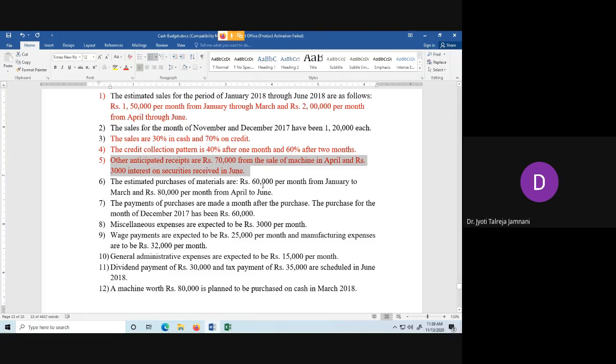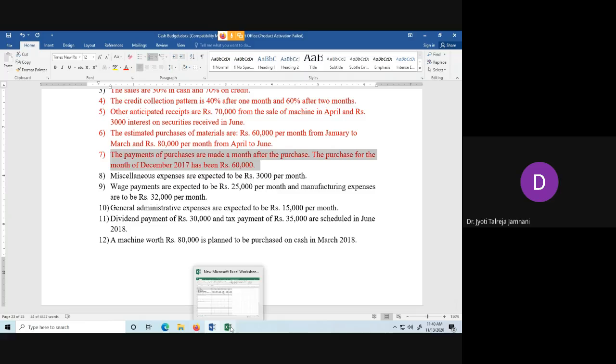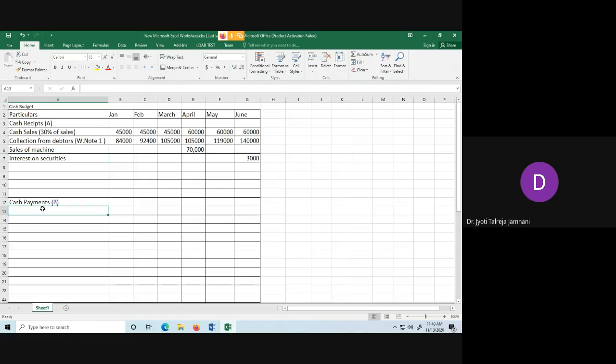The estimated purchases for material is rupees 60,000 per month from Jan to March and 80,000 from April to June. So this is the amount of purchases, but when have we paid, we have to see. So we are interested in the payment. Let's see the next point. The payment of purchases are made a month after the purchase. The purchase for the month of December is 60,000. So whatever we have purchased in December, we will pay in Jan. Whatever we have purchased in Jan, we'll pay in Feb, and so on. So 1 month we have to delay in payment. That is, we are taking 1 month time.